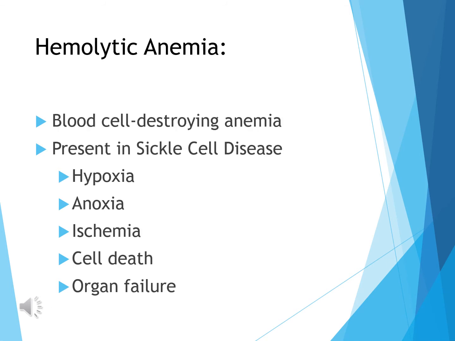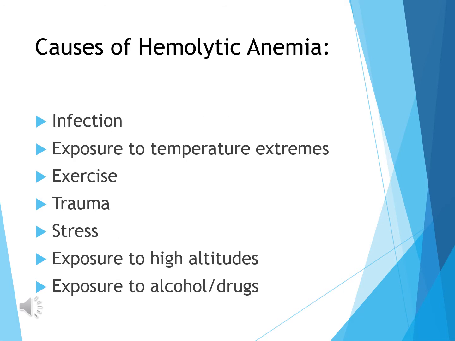Hemolytic anemia is a blood cell destroying anemia present in sickle cell disease. Hypoxia, anoxia, ischemia, cell death, and organ failure can all occur from that. Causes of hemolytic anemia include infection, exposure to temperature extremes, exercise, trauma, stress, exposure to high altitudes, and also exposure to alcohol and drugs.